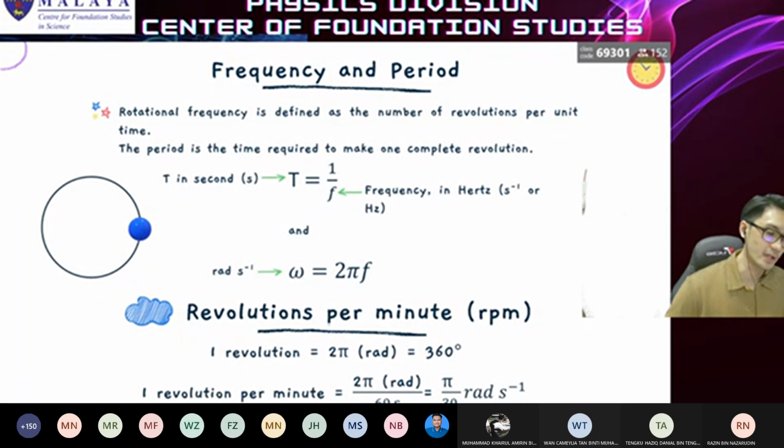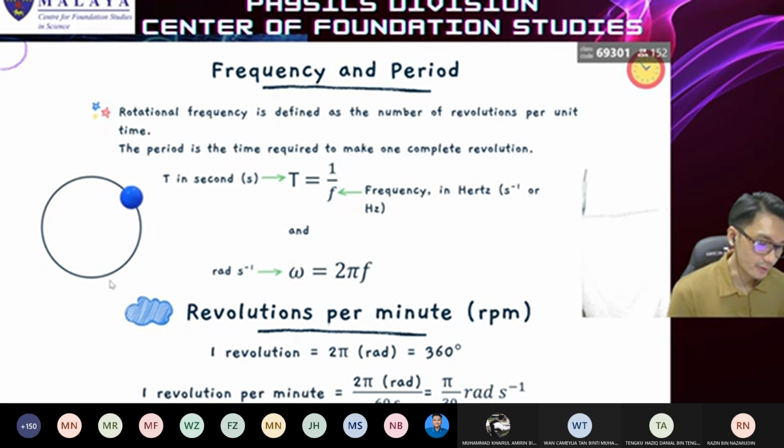Okay, so now I will explain to you guys what frequency and period are. Other than using the angular displacement divided by time to get angular velocity, we also need to explain about the frequency and period. So rotational frequency is defined as the number of revolutions per unit time. So if you look at this blue ball, it goes from one point on the top, and then it will move one round of the circle and turn back into its original position. So this one we call one rotation or one revolution.